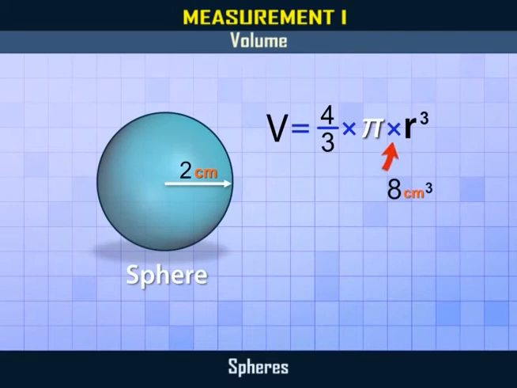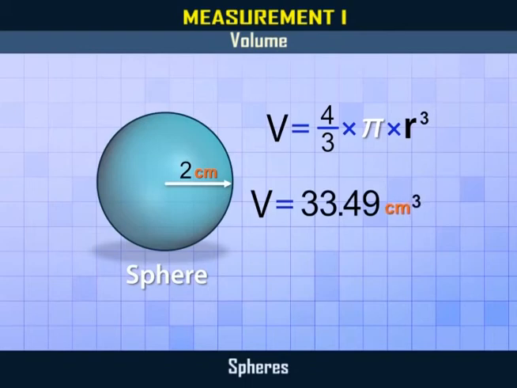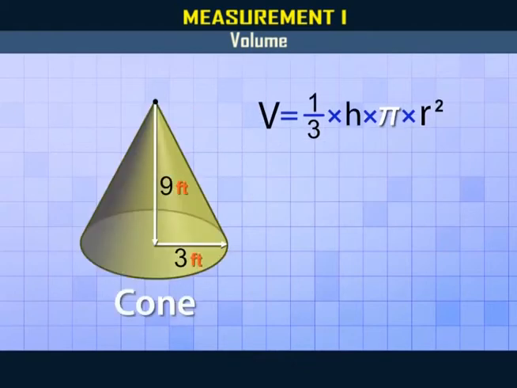Next, we multiply by our approximation of pi: 3.14 times 8, which gives us 25.12 cubic centimeters. Finally, we multiply that by 4/3, which is the same as multiplying by 4 and then dividing by 3, and that gives us a volume of 33.49 cubic centimeters. Now use the formula to find the volume of this cone.